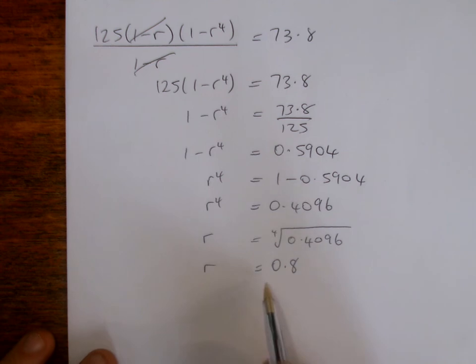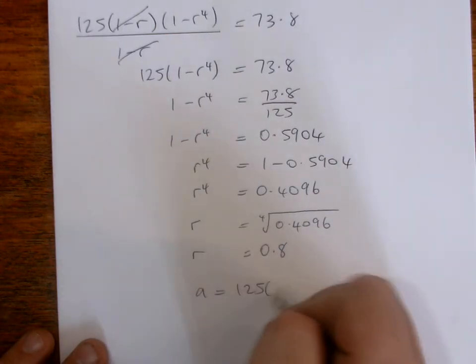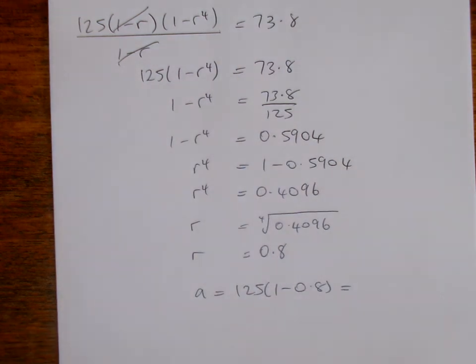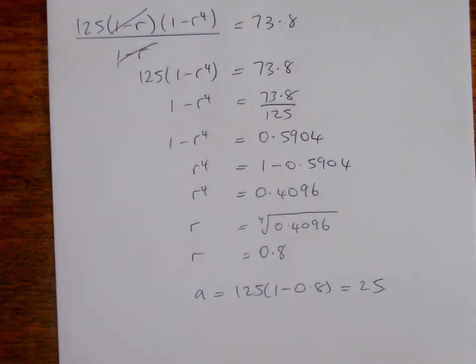And once you've got r, you can then sub it into this one to get a. So a will be 125, 1 minus r. So that comes out to be 25, doesn't it? Yeah, fantastic. And we've got our answer for a and r.